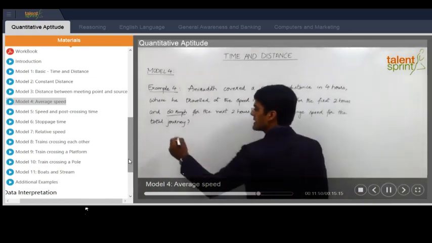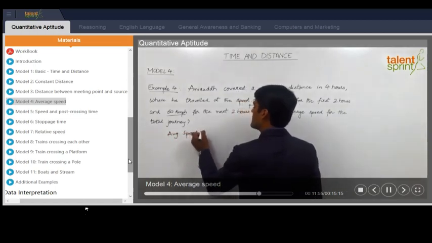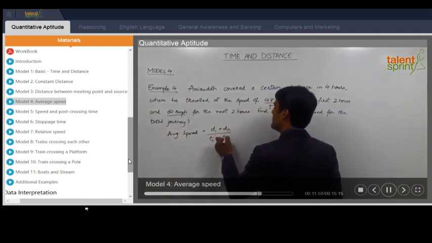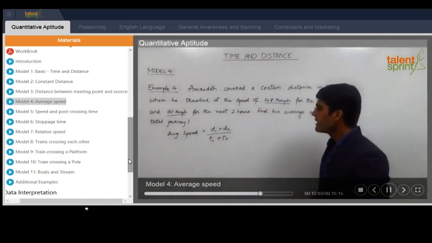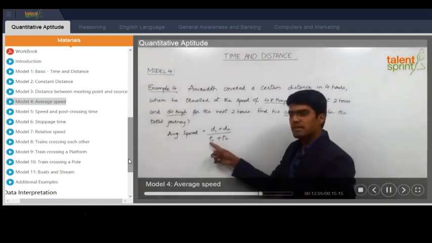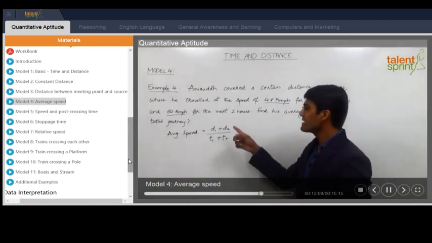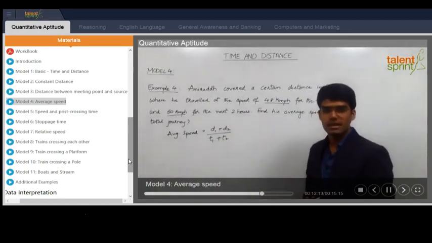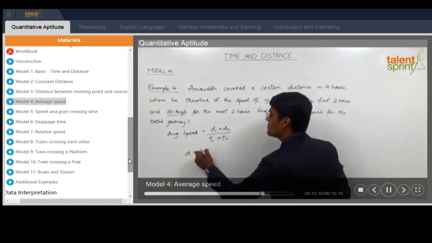Now, as already discussed, average speed in general is total distance by total time. So here it can be taken as d1 plus d2 divided by t1 plus t2. Why? Because the distance here has been covered in two parts. Now, times are already mentioned. t1 is equal to 2 hours and t2 is also equal to 2 hours. But the distance has not been specified. So let us try to substitute the distance in terms of speed and time. We know that distance is equal to speed into time.